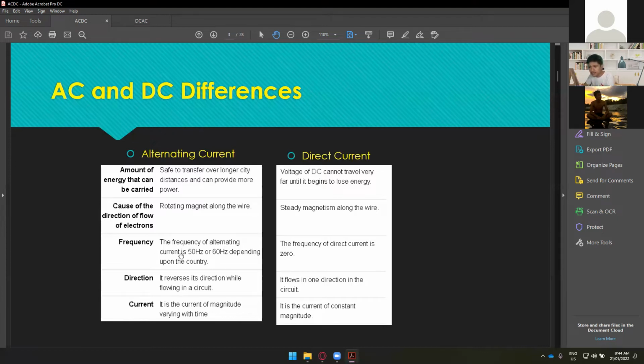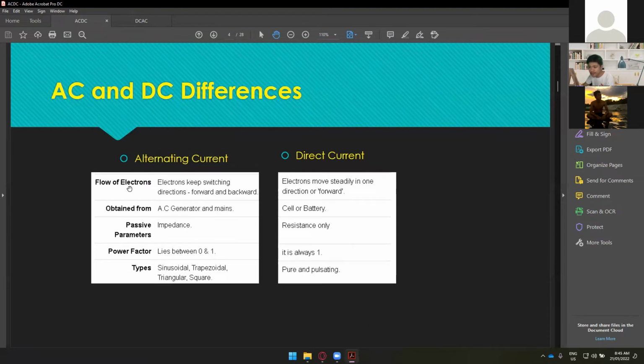For the frequency, this could be 50 hertz or 60 hertz. But for direct current, of course, we have zero frequency. For the direction, AC reverses its direction while flowing in a circuit, and in direct current, it flows in one direction only. For the current, AC has a magnitude varying with time, but in DC it's a constant magnitude. For the flow of electrons, electrons keep switching directions, forward and backward, while in direct current you only have one, which is just going forward.